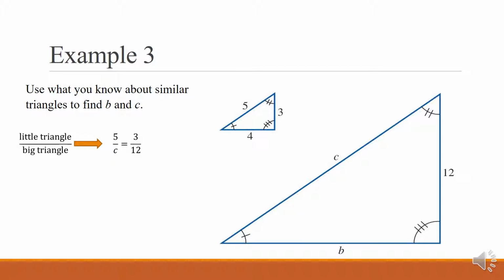So the top of the little triangle is 5. The top of the big triangle is C. Set that equal to the right-hand side of both triangles. Now we're going to cross multiply. 12 times 5 is 60. C times 3 is 3C. So divide both sides by 3. 3's cancel out on the right-hand side. And you're left with C equals 20.